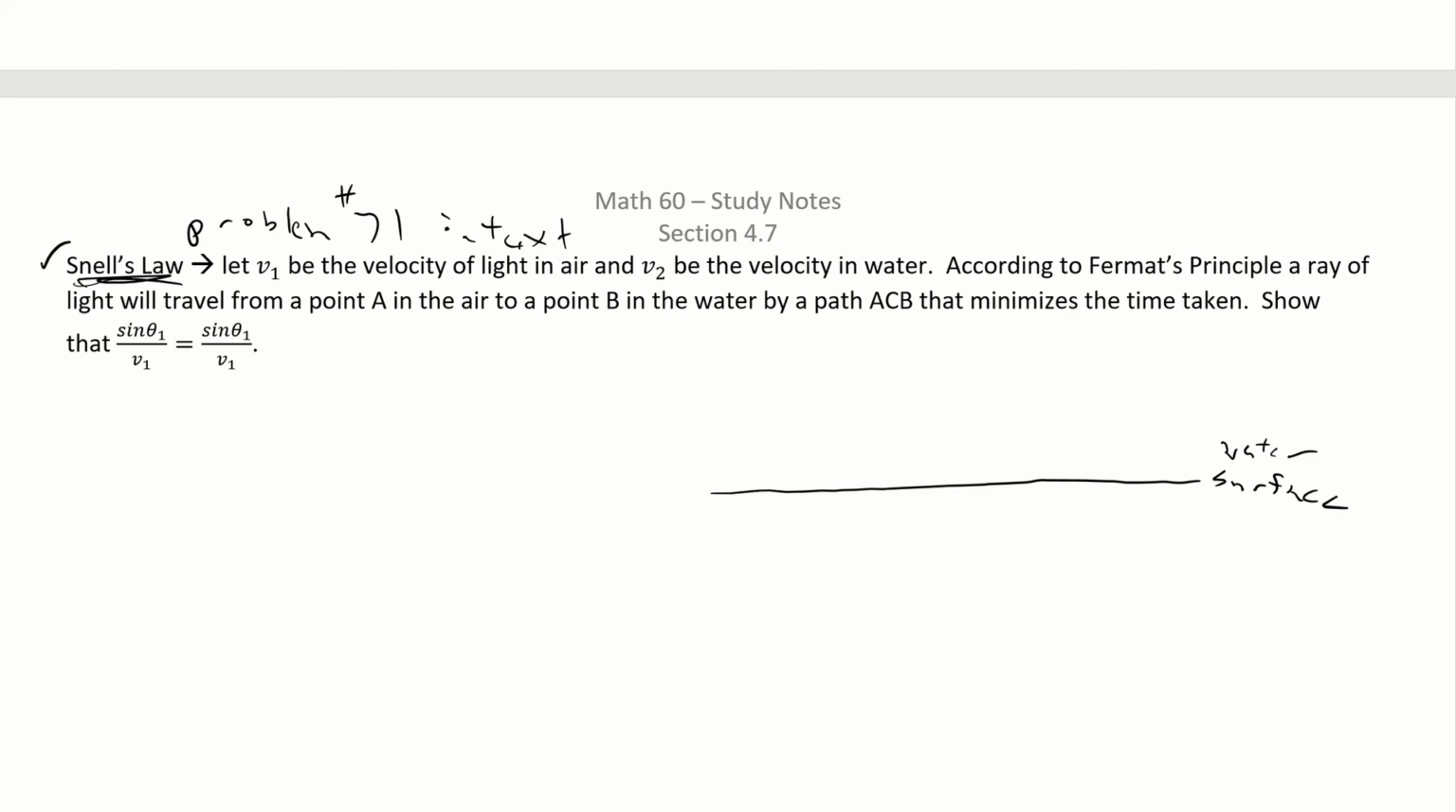So this is the water surface. And let's say you have some sort of light source over here, call it point A, and it is so many units high above the water surface, call it Y1. And say the light ray is shining and it's going to strike some point underwater, a different distance, call that point B maybe, and maybe that's Y2 below the surface.